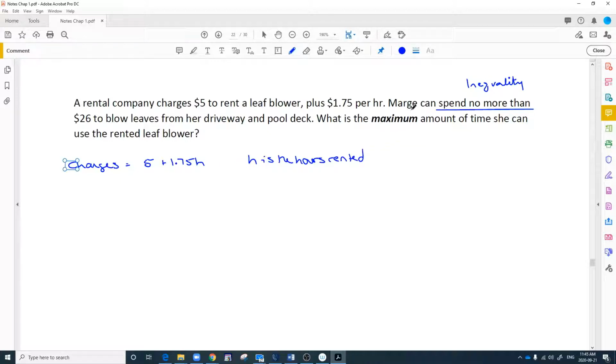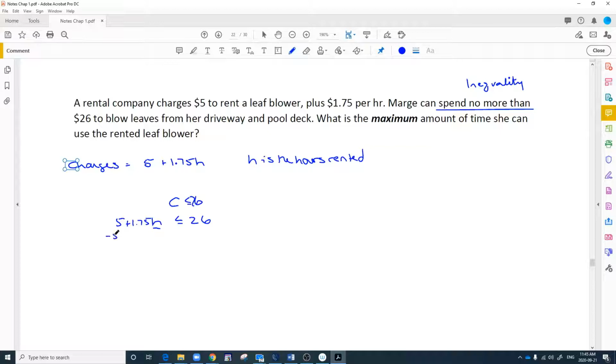And then it says that Marge can spend no more than $26. So her cost can be no more than $26. In other words, $26 is the maximum amount of money she has to spend. So the cost has to be less than or equal to $26. So the cost, we're going to say, is $5 and $1.75 per hour, and that has to be less than or equal to 26. Then we're going to solve this for H.